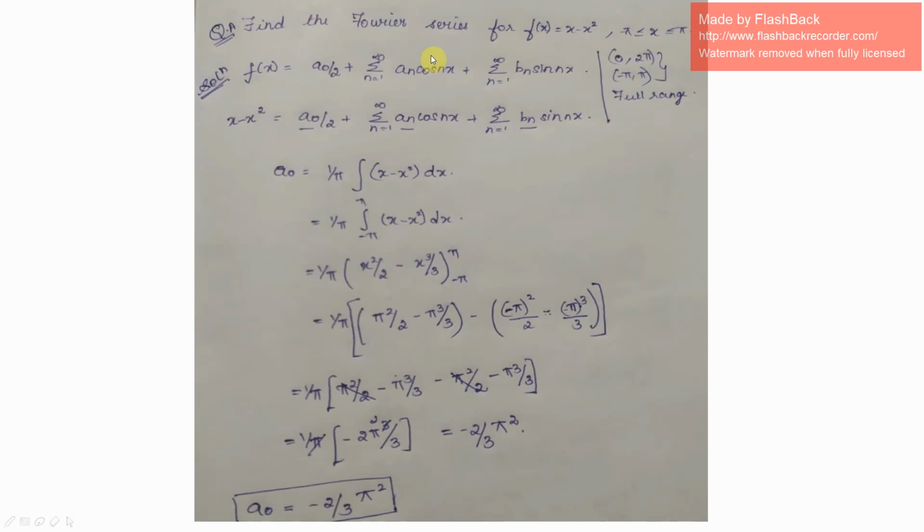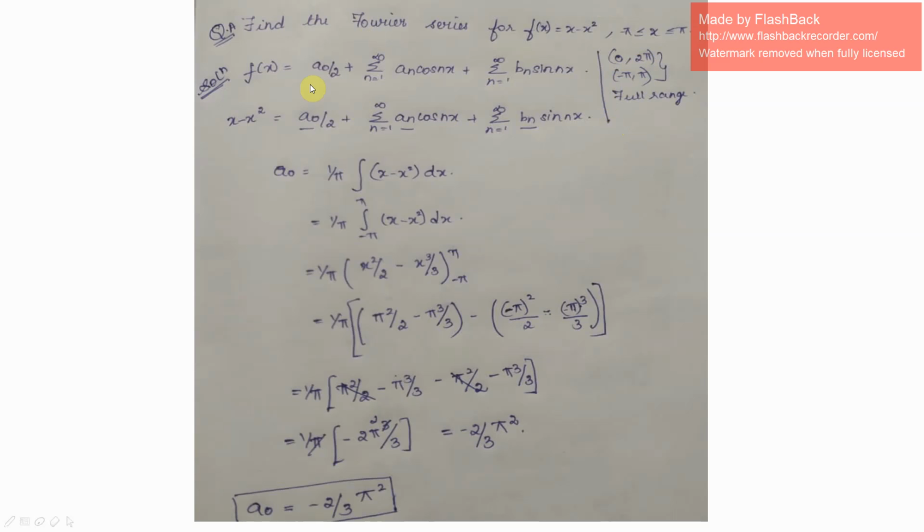Find the Fourier series for f of x is equal to x minus x square, where x lies between minus pi to plus pi. Here in this problem, your limit is from minus pi to plus pi. By the definition given earlier, if your limit varies from 0 to 2 pi or minus pi to pi, you call this Fourier series as full range Fourier series.